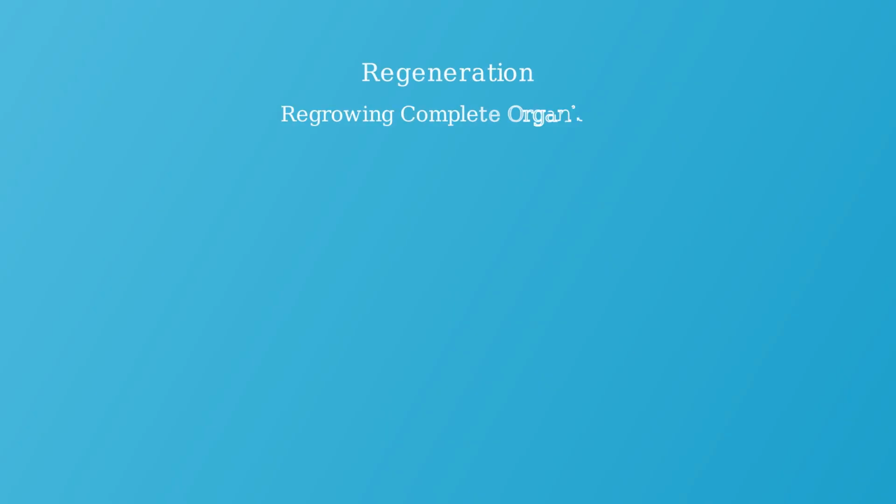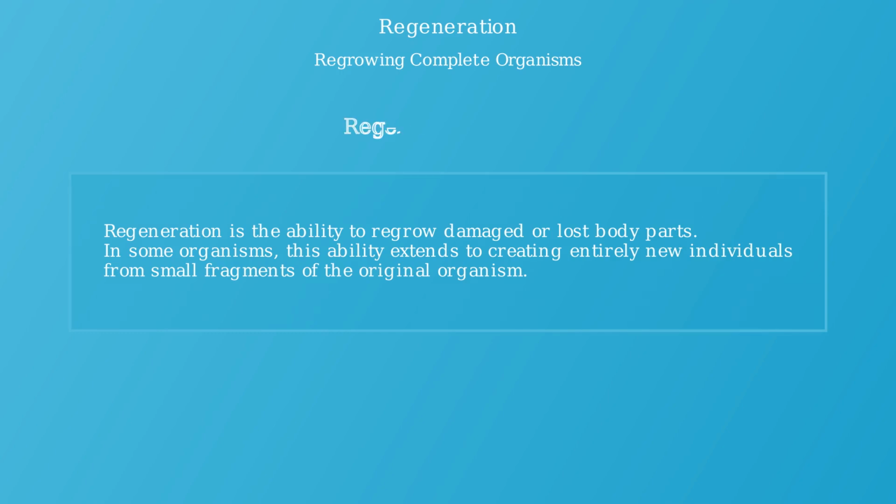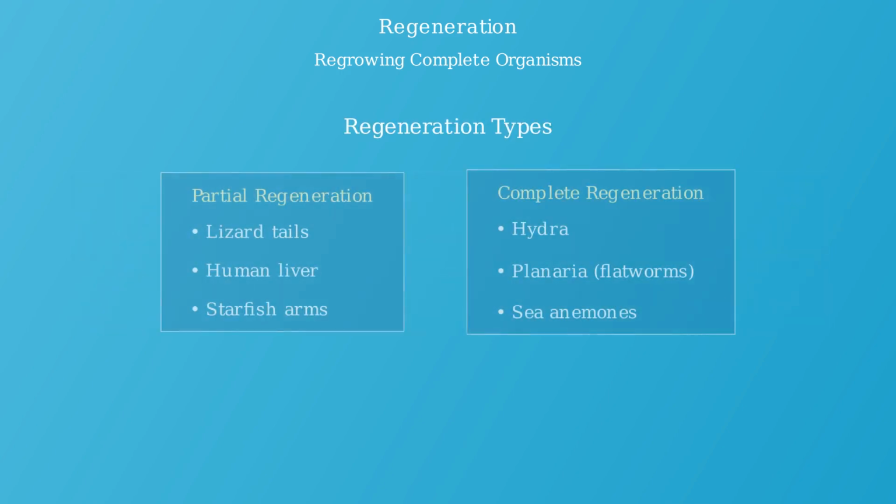Regeneration is a fascinating form of asexual reproduction where organisms can regrow damaged parts. In some remarkable organisms, this ability extends beyond simple repair to creating entirely new individuals from small fragments. Not all regeneration leads to new individuals. Let's compare the types of regeneration found in different organisms.